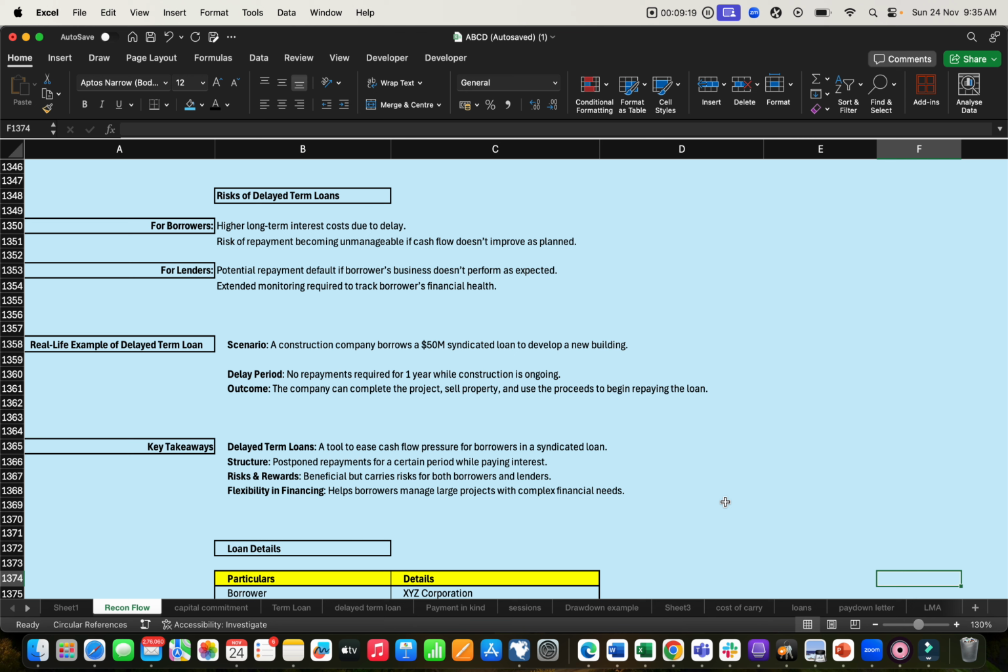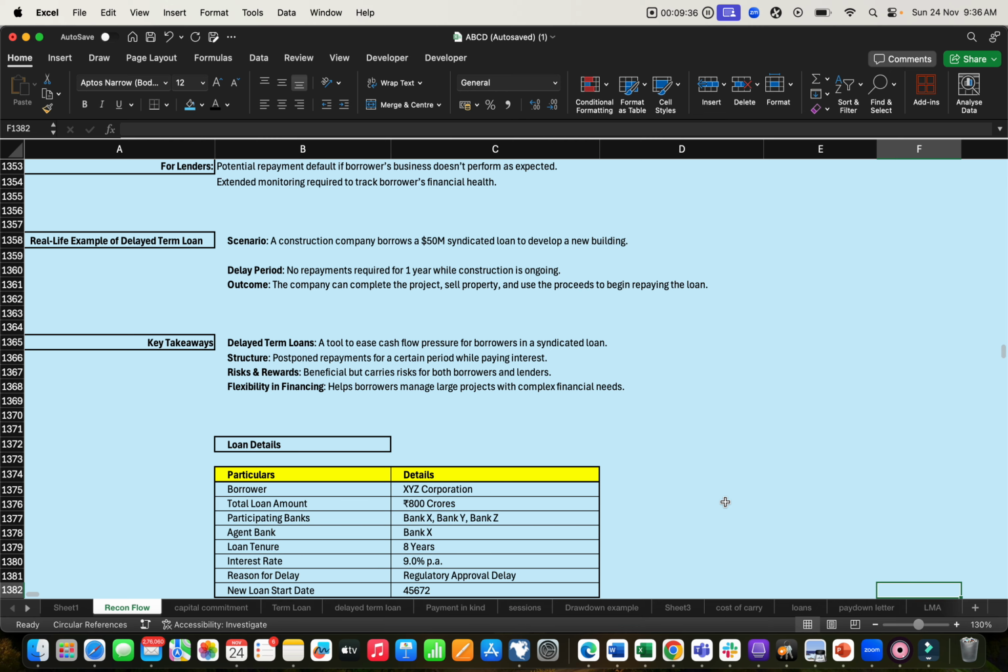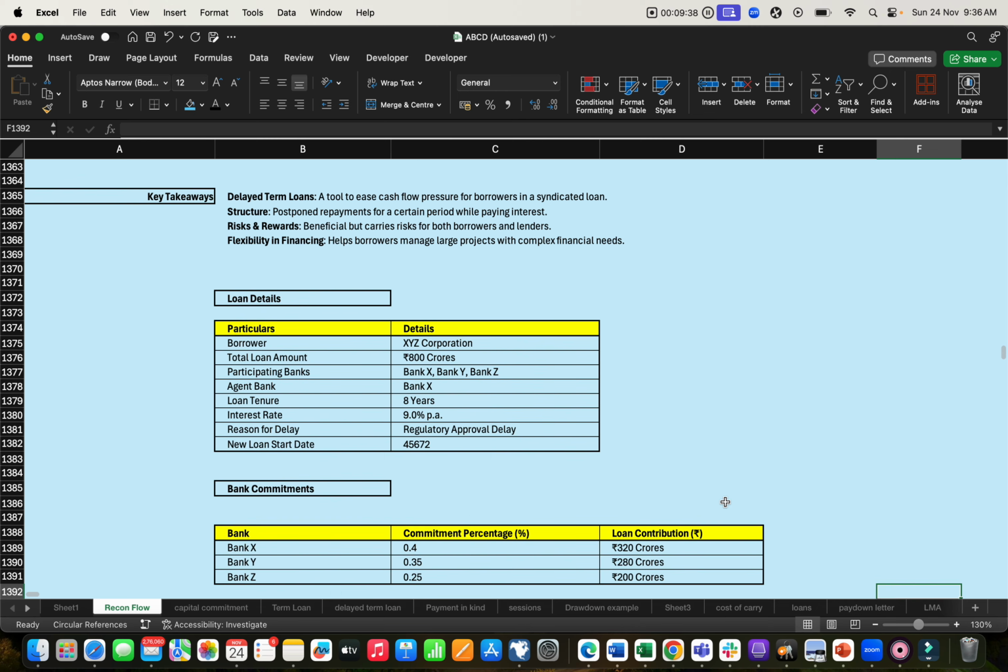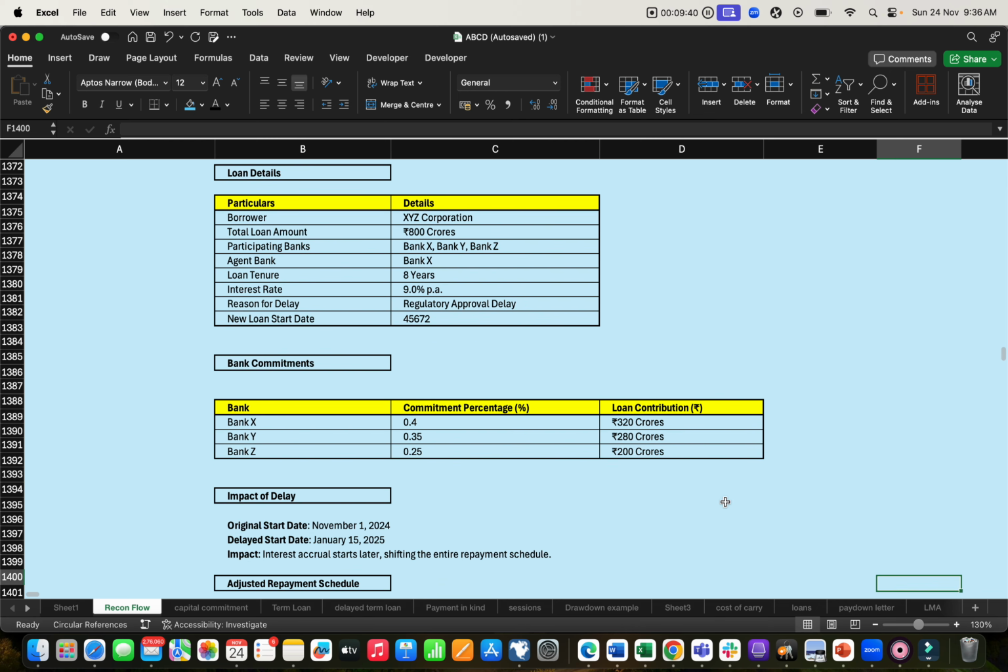Flexibility and financing help borrower to manage large projects with complex financial needs. So it gives flexibility and financing as well. Financing means he is getting some time to stabilize his business. Flexibility means he is able to make a payment as well. So we see one example of delay term loan.